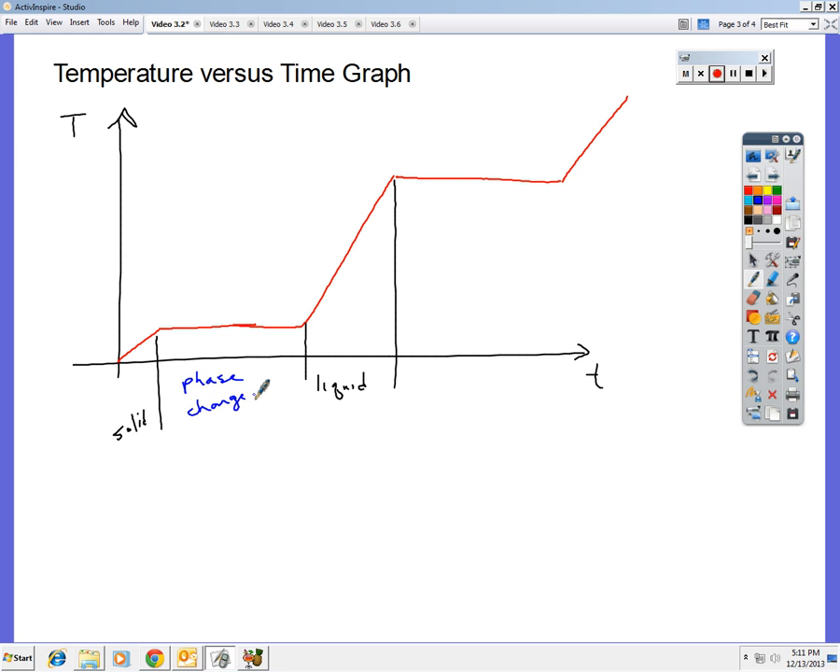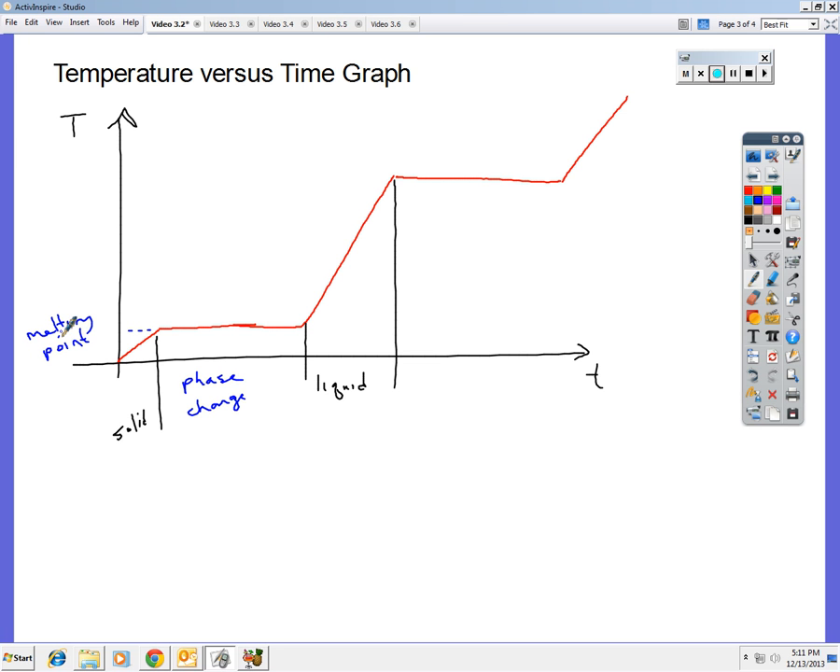So the whole thing stays at the same temperature, but as you move along this line, more and more of it changes from a solid to a liquid. Once all of it's turned into a liquid, the temperature can start going up again. And if you want to use this graph to find the melting point, well, it's just the temperature at which that occurs. And then it's a liquid.